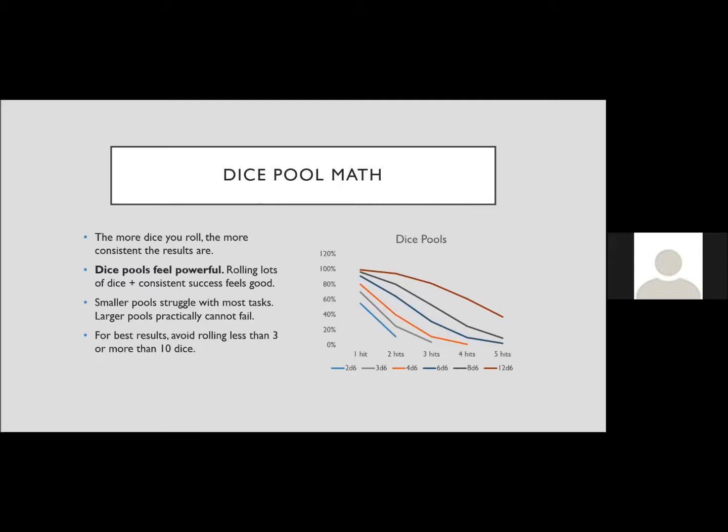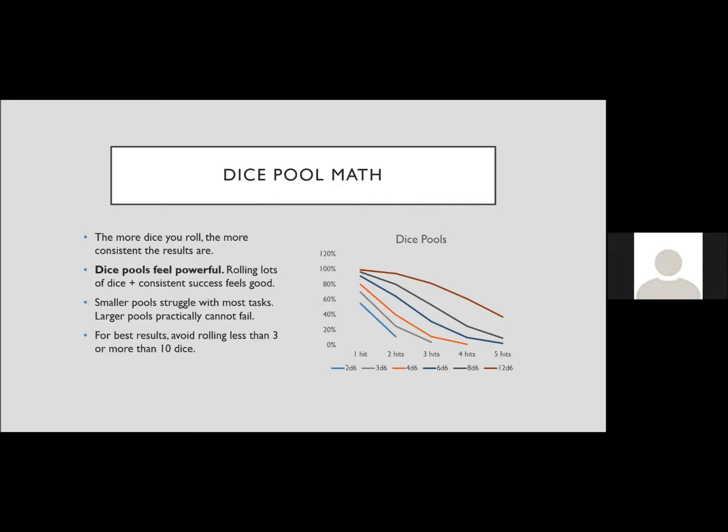Now, what about 3 hits? If you only have 2 dice in your dice pool, you mathematically cannot roll 3 hits. If you have 4 dice in your pool, your chances are still almost 0. And if you're rolling 8 dice, you only have about a 50% chance.